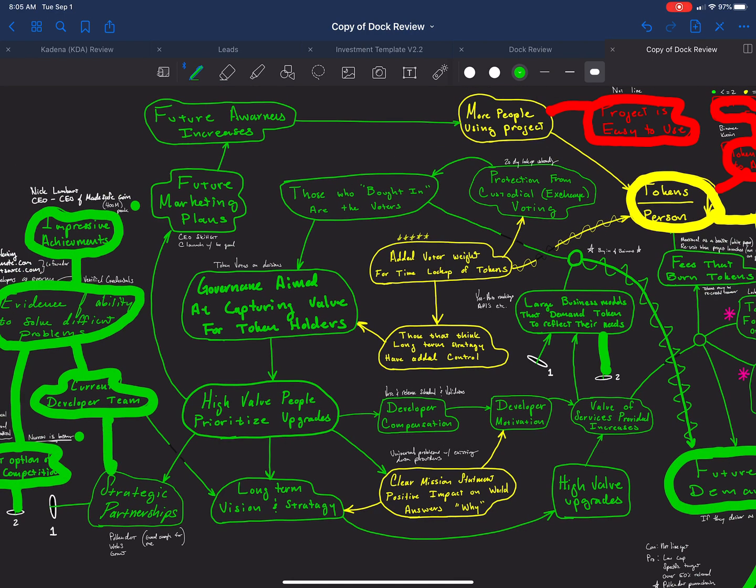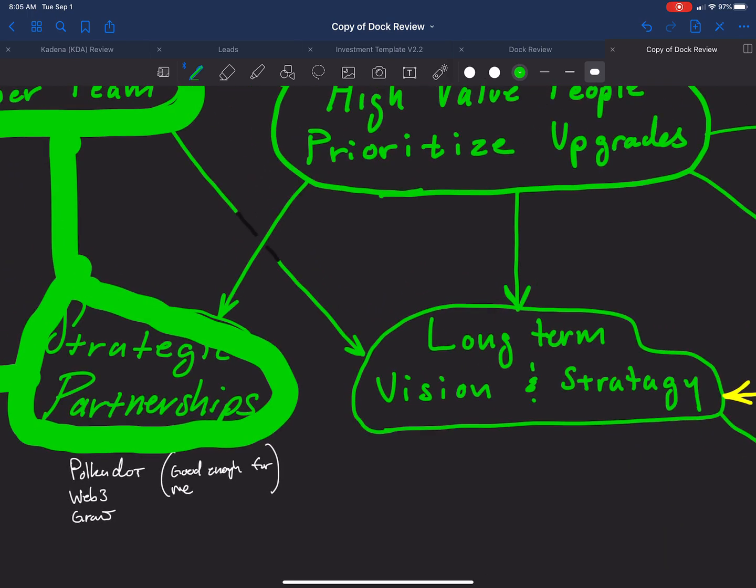Strategic partnerships, Polkadot Web3 grant. So as far as I'm concerned, that's good enough. And that's what I was looking for, to see their partnerships.